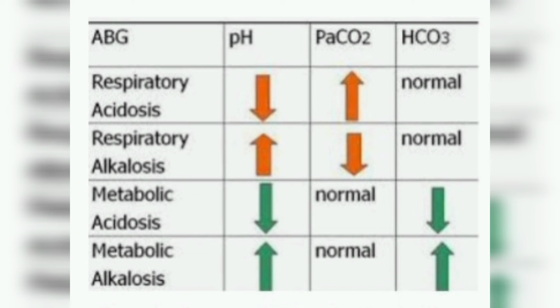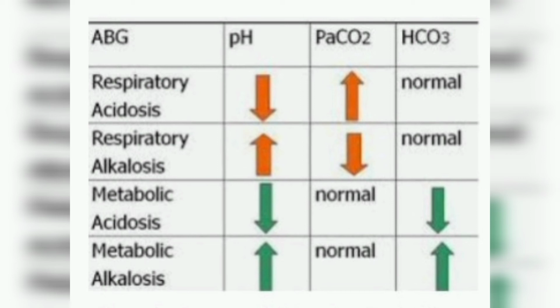And in metabolic acidosis, pH will be decreased, PCO2 will be normal and HCO3 will be decreased. And in metabolic alkalosis, pH will be increased, PCO2 will be normal and HCO3 will be increased. So this is the interpretation of an ABG.